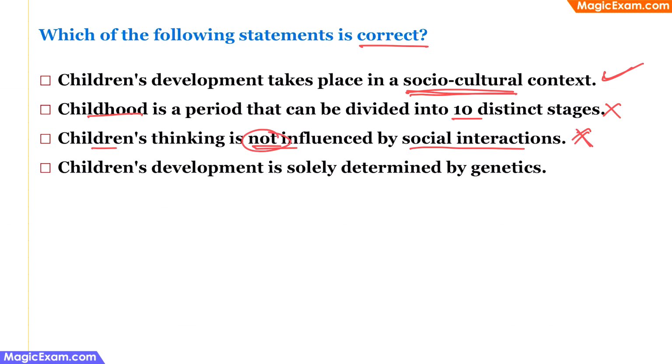The last one is children's development is solely determined by genetics. This is also incorrect because there are two aspects to the development of a child: nature and nurture. Nature is genetics and nurture is the socio-cultural context. Therefore, children's development being solely determined by genetics, that is, genetics playing the only part in the development of a child, makes this an incorrect statement. Therefore, the only correct answer here is option 1.